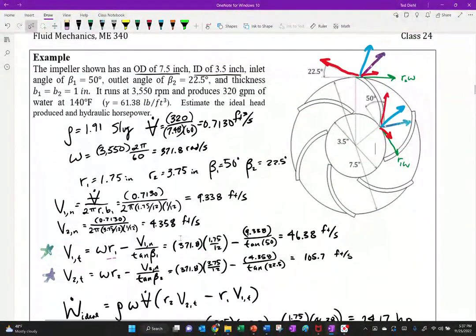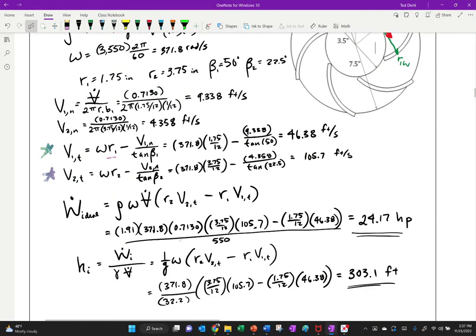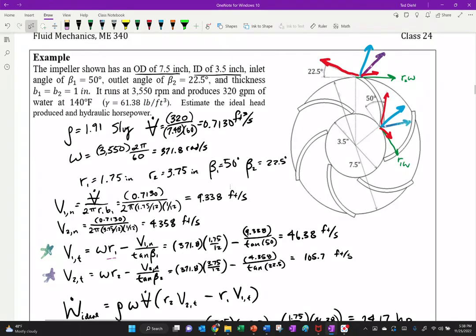So we have an idealized way of finding what kind of hydraulic power we have imparted onto the fluid. Another way of looking at that is how much pump head we've created. But we're going to go look at a pump curve for this in the next problem, after we do a little bit of an introduction to this. So that's it for this problem.